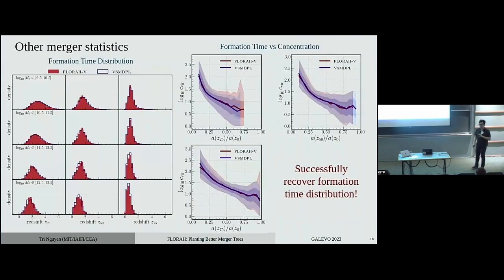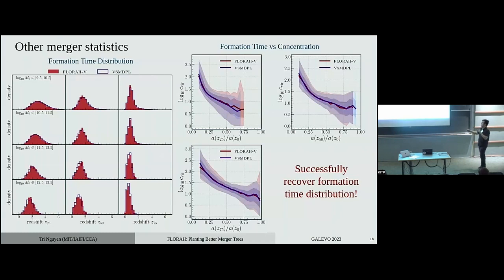One thing we want to check is whether the merger history works. So for this figure here, I plot the formation time distribution. I compute Z25, which is the redshift at which the halo forms 25% of its mass, Z50 and Z75, and each row is a different mass bin. I compare the distribution outputted by the FLORAH trees with the distribution outputted by very small MultiDark, and you can see that they are very identical.